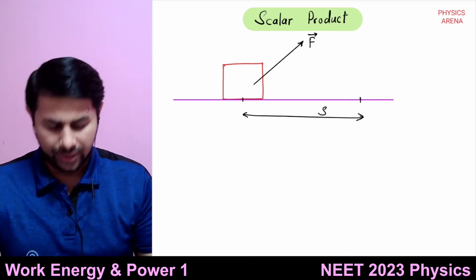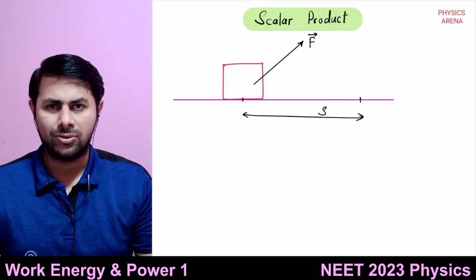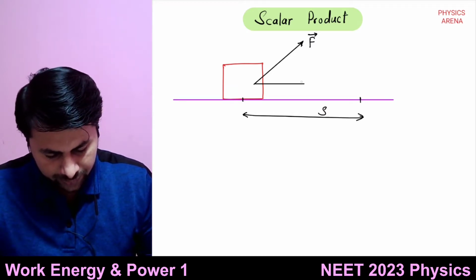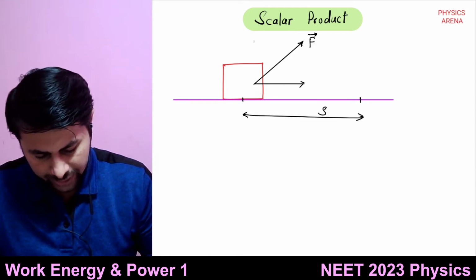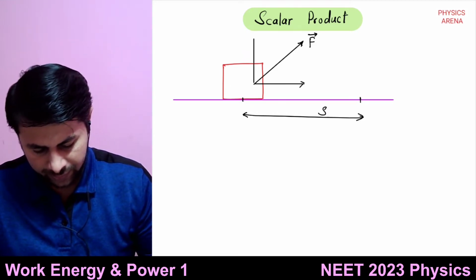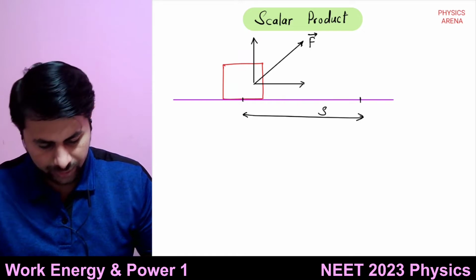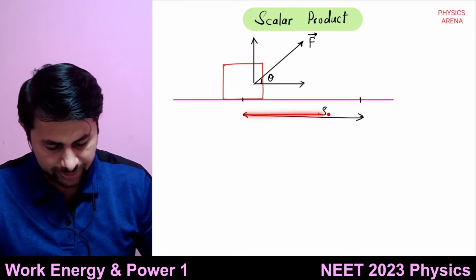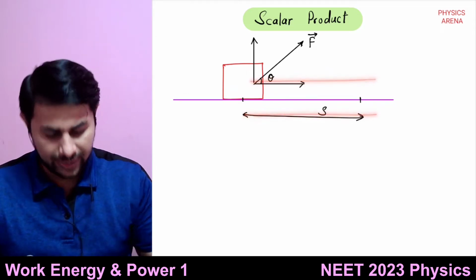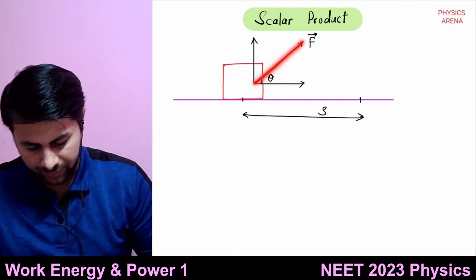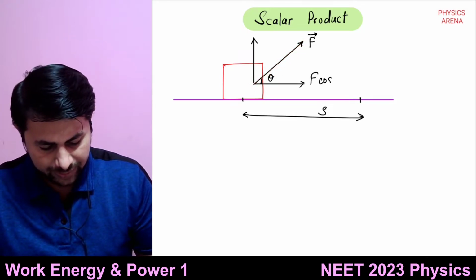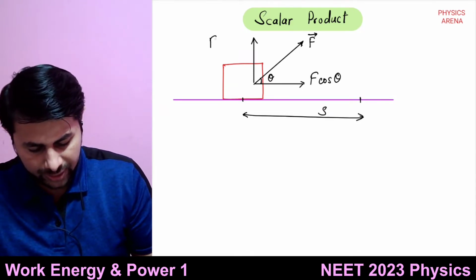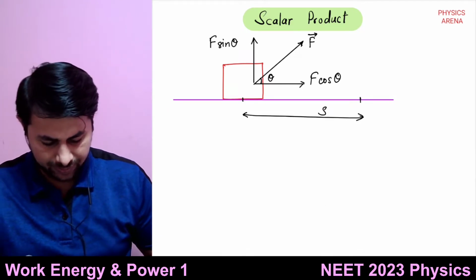Okay, so now I can resolve this force along two components, one in horizontal direction and one in vertical direction. Okay, so if this angle is theta, the angle between displacement, which is towards right, and force, which is in this direction, then the horizontal component is F cos theta, and the vertical component is F sin theta.